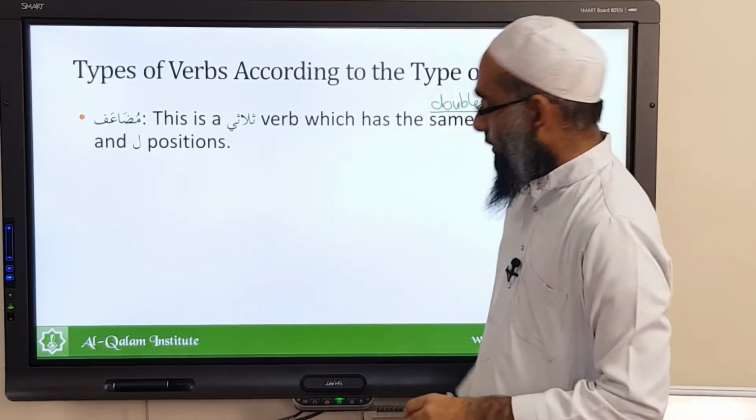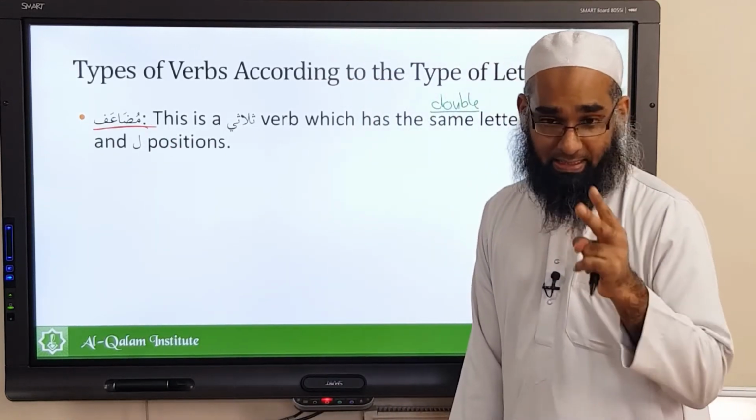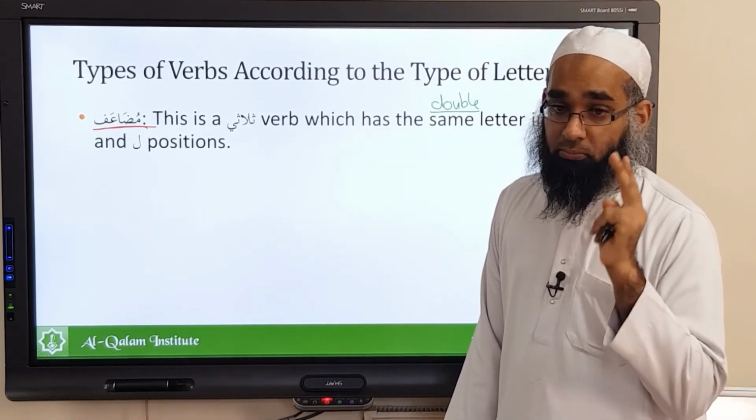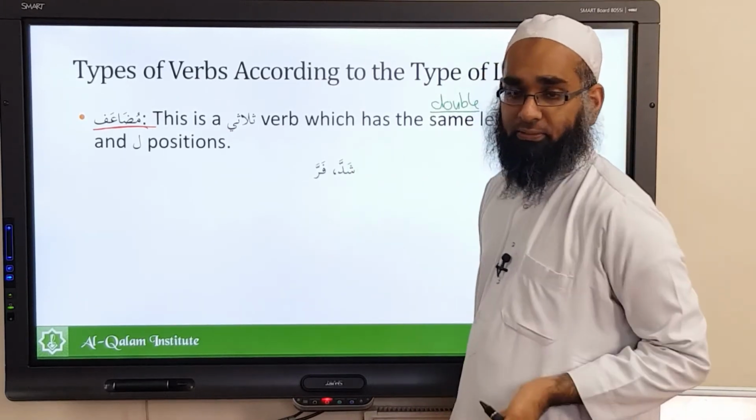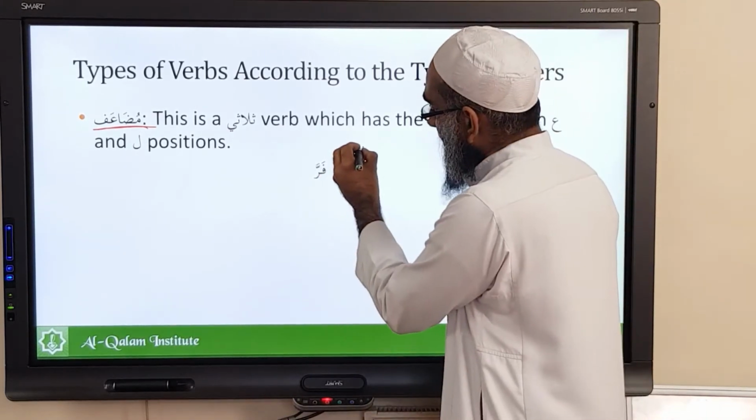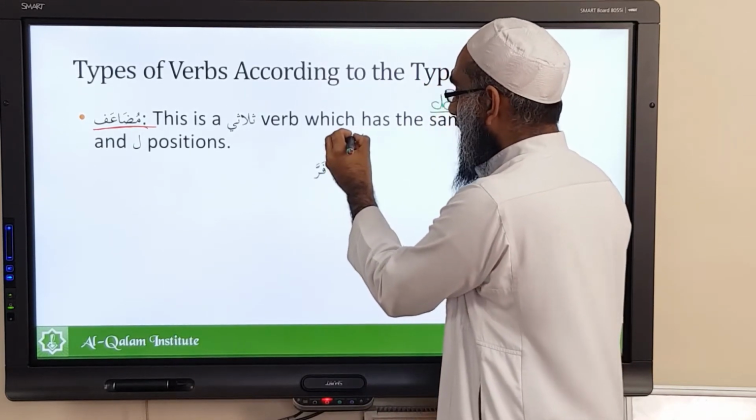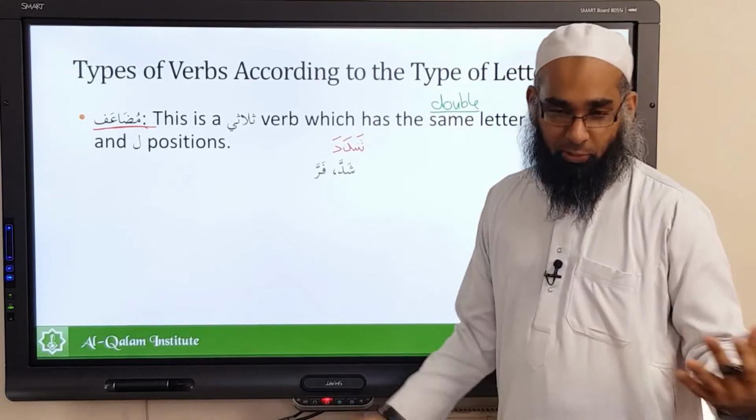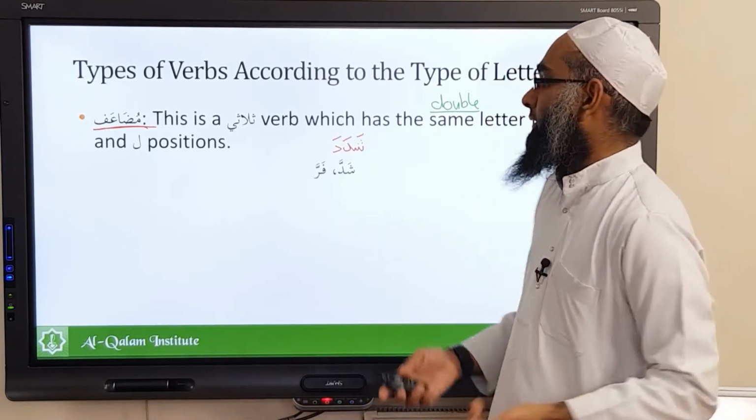Same or double letters. This is called what? Mudha'af. So if a verb has double letters, this is called mudha'af. For example, shadda and farra. Shadda was originally what? Because of the fa'ala pattern, it's really shadada. But when you learn the rules later on, instead of saying shadada, it's easier to pronounce shadda.